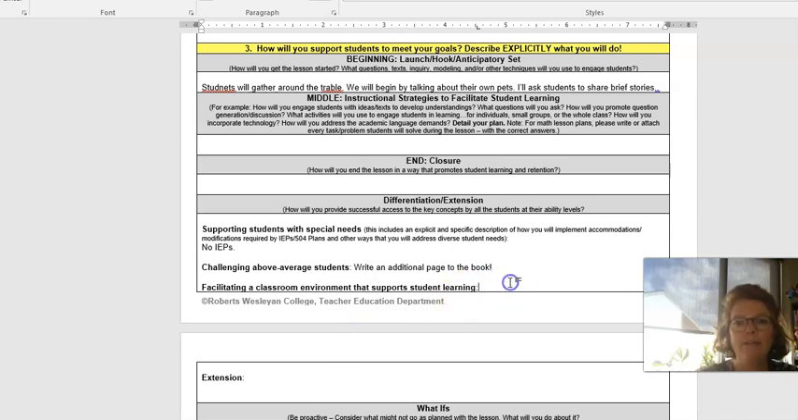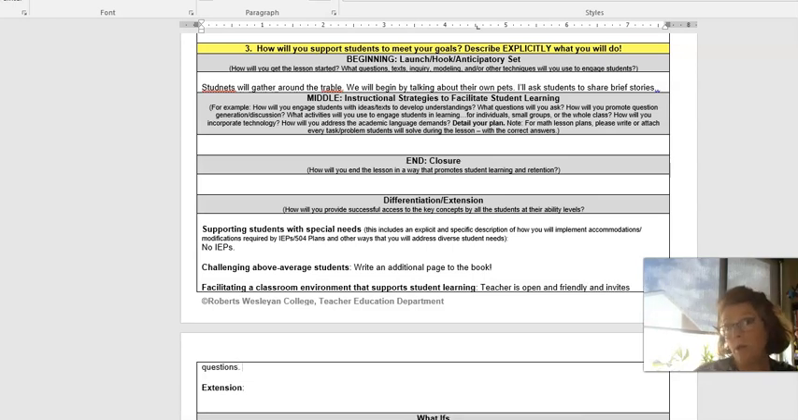Okay, and then facilitating a classroom environment that supports student learning. Teacher is open and friendly and invites questions. There you go. You have an open and friendly conversation.